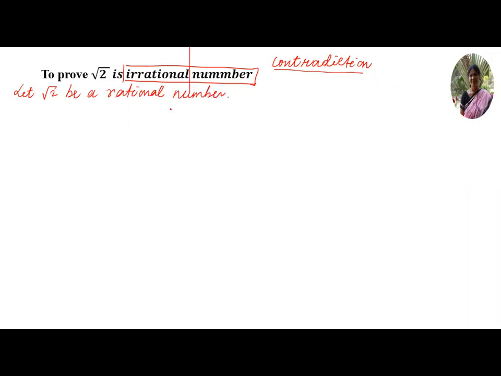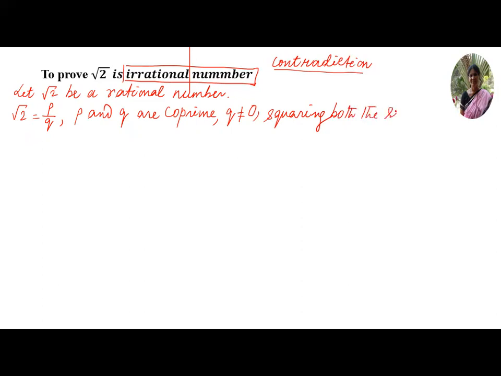So when it is a rational number, it can be written as p by q form, where p and q are co-prime and q is not equal to 0. You know the definition of rational number. Now what we'll do, I'll square both the sides. Squaring both the sides, what I'll get? I'll get root 2 squared is 2. Here it will be p square by q square, or I can write p square is equal to twice q square.